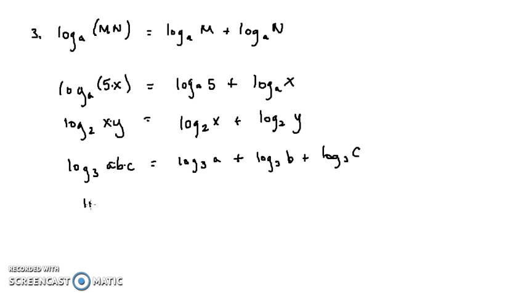It also works for natural log. So we have natural log of 6y. Natural logs work the same way, it's just log base e. So we say this is 6 times y, so we can make this natural log of 6 plus natural log of y.